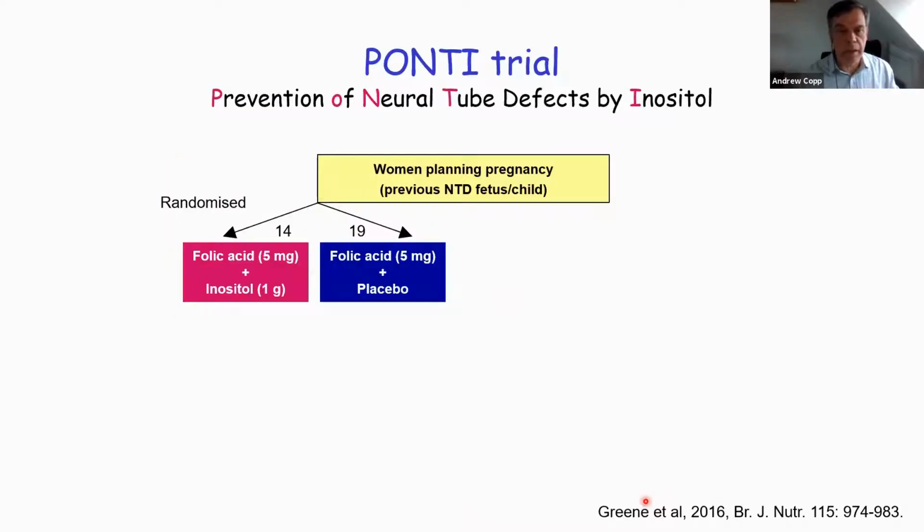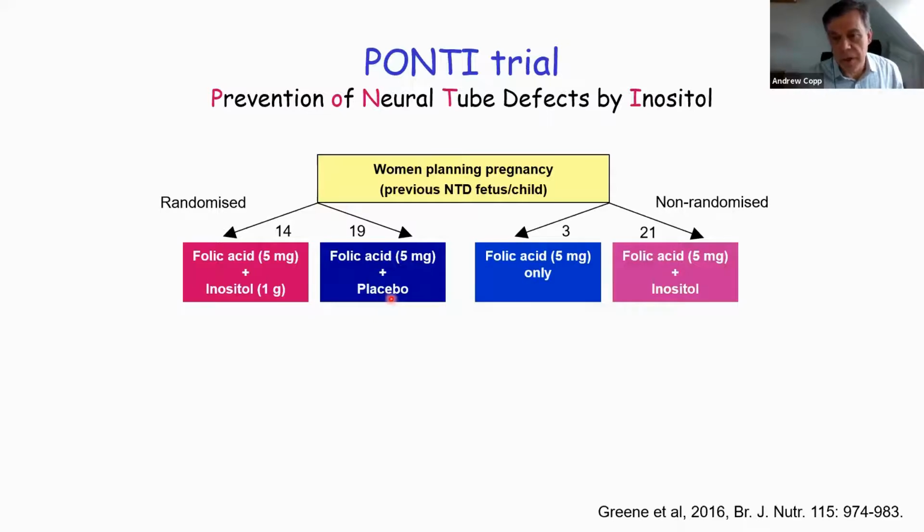And so this led us to begin a clinical trial, which we did a few years ago now, in which we were trying to essentially replicate the original folic acid trial. So that trial recruited women who'd had a previously affected pregnancy, and so they were at high risk. They probably had about a 1 in 25 recurrence risk. And we did the same thing. We recruited a number of women in that situation, and then asked them if they would be randomized to either receive 5 milligrams of folic acid, which all of them did, and a gram of inositol or a placebo.